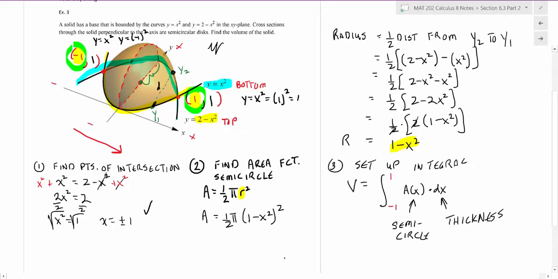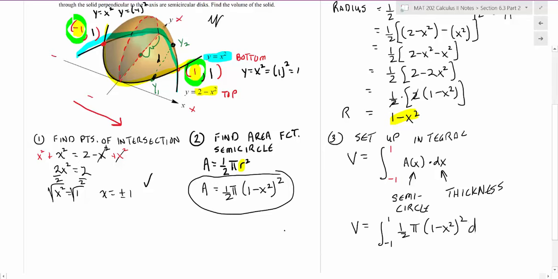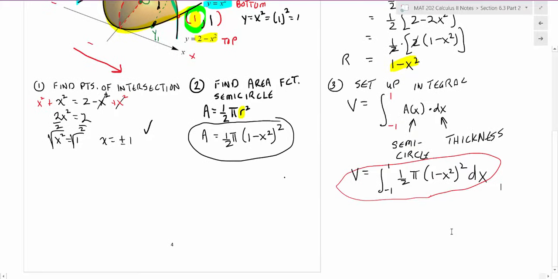Okay, and then to go ahead and get this set up before we do the calculus and do the integral, we're going to have the integral from negative 1 to 1. Our semicircle's area was this, so we're going to have 1/2 pi times 1 minus x squared, squared, times dx. That's what we're going to do to get our final volume, we're going to integrate that. Now I'm going to move this down a little bit. The rest of our focus on this problem is going to be simply working out that integral. So step 4, we'll go ahead and work out the integral.